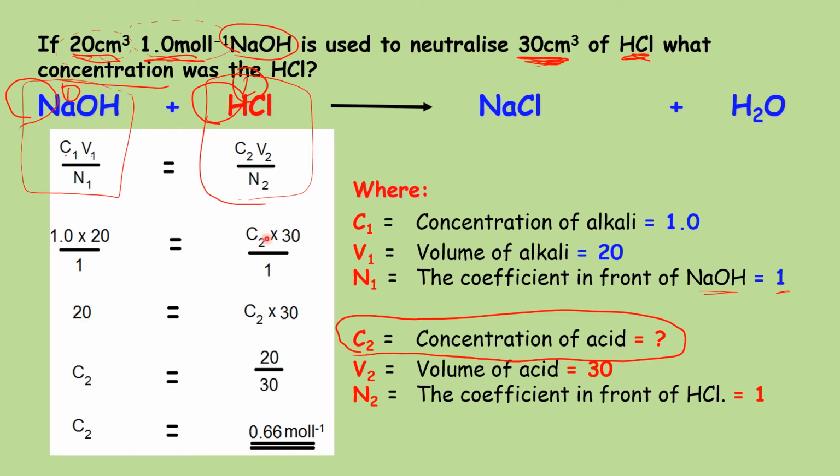On this side, C2 times 30 divided by 1. Well, when we divide something by 1, we're not doing anything to it. So this is C2 times 30. So what we're now saying is that 20 is equal to C2 times 30. So the question is, what is C2? So we're going to divide both sides by 30.